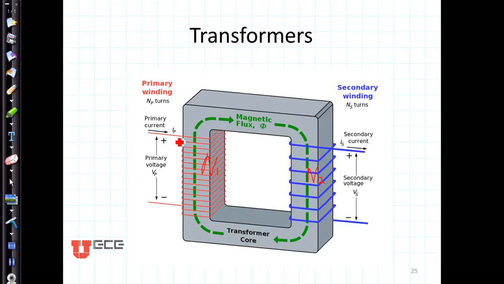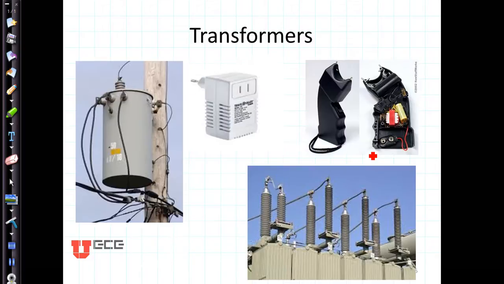What will happen is you will change the current on this side, and you'll get out actually less current on this side, less voltage, so that you're able to change the voltage across the transformer. Here are several places that you might have seen transformers: up on a power pole, as a charger for your devices, as a taser, or on top of an electric power system.